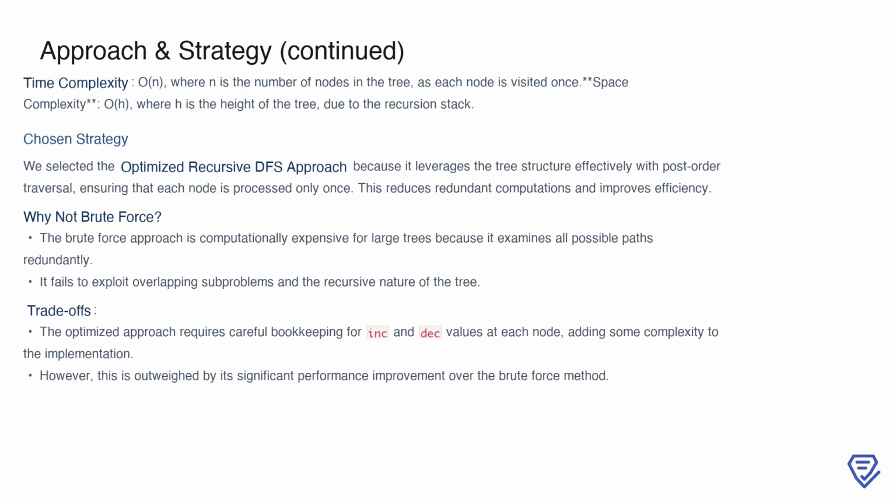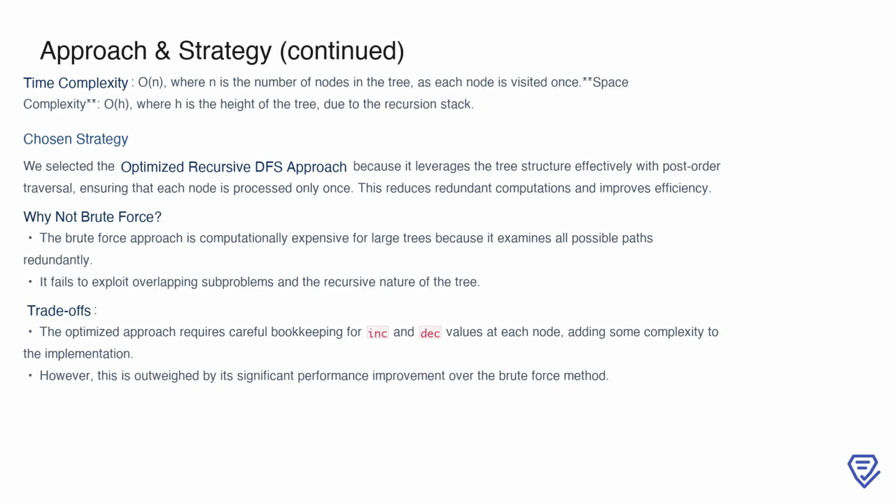The optimized approach is not only conceptually elegant but also highly efficient. The time complexity is O(n), where n is the number of nodes in the tree, since each node is visited exactly once during the traversal. The space complexity is O(h), where h is the height of the tree, as the recursion stack depth is proportional to the tree height. This makes the approach scalable, even for large trees.